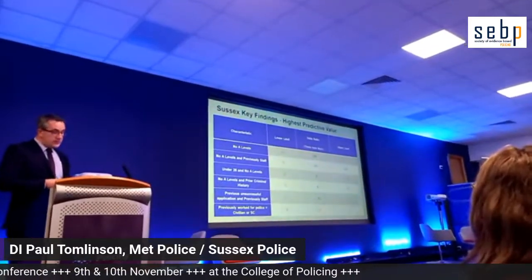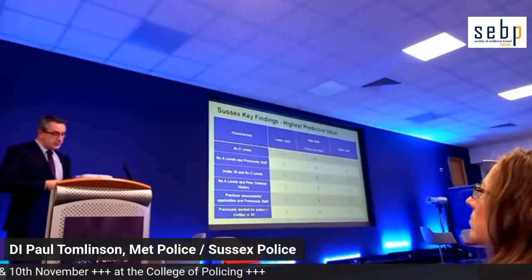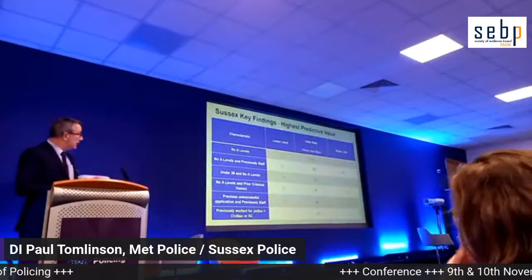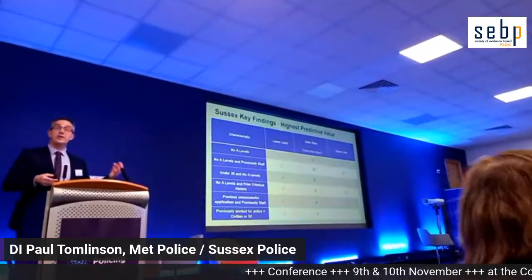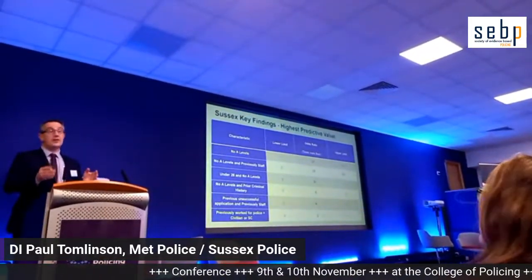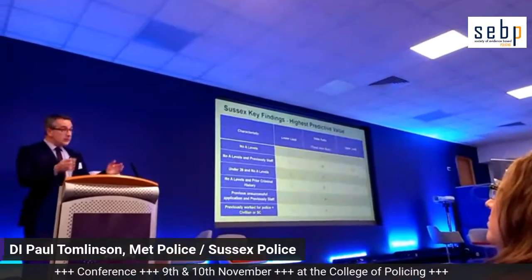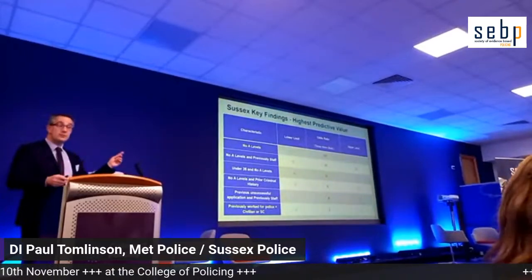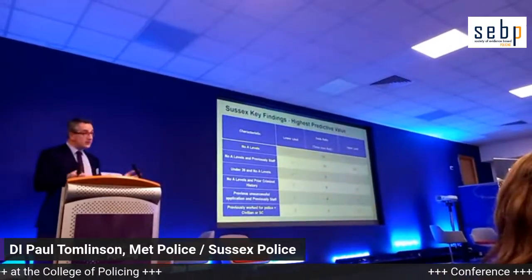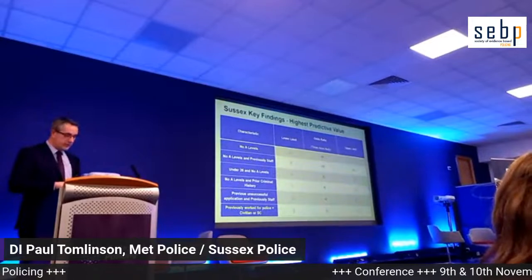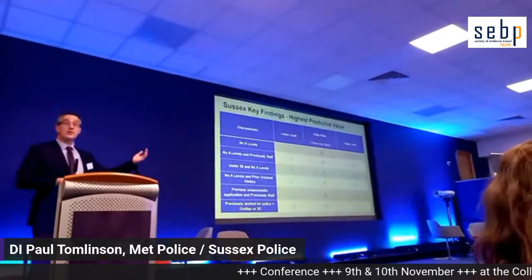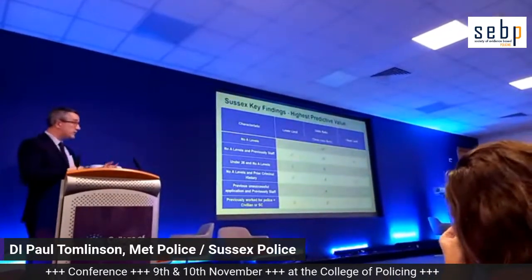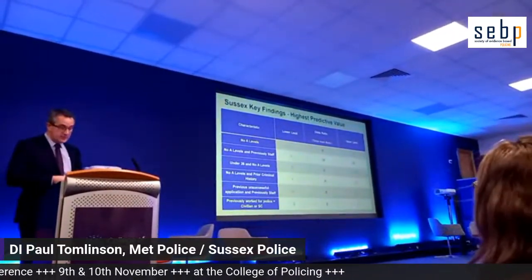For example, the most effective predictor was having no A levels at the point of application. As you can see there, that had an odds ratio of 19. So individuals who did not have A levels at the point of application, compared to colleagues who weren't investigated and did have A levels, were 19 times more likely to be investigated. So that's quite telling, really. But that could be as high as 35 times more likely. That would be really quite significant.